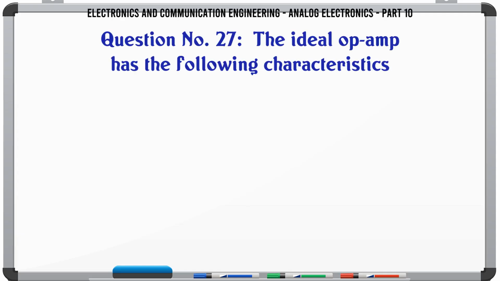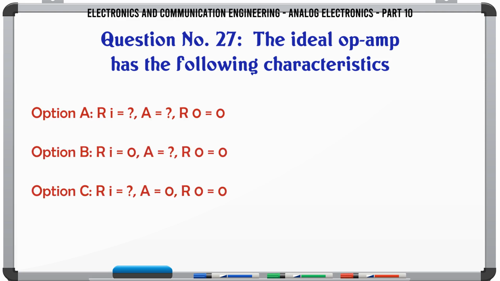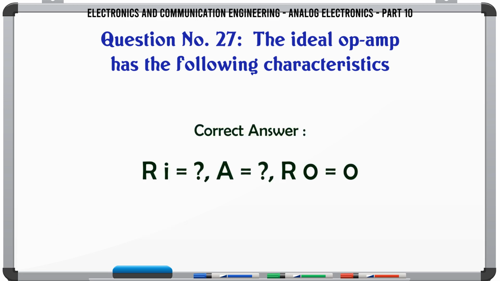The ideal op-amp has the following characteristics: A. Ri = ∞, Ro = ∞, B. Ri = 0, Ro = ∞, C. Ri = ∞, Ro = 0, D. Ri = 0, Ro = 0. The correct answer is Ri = ∞ and Ro = 0.